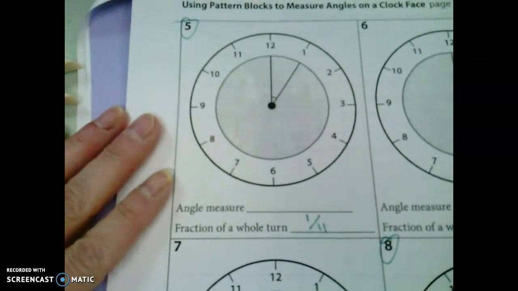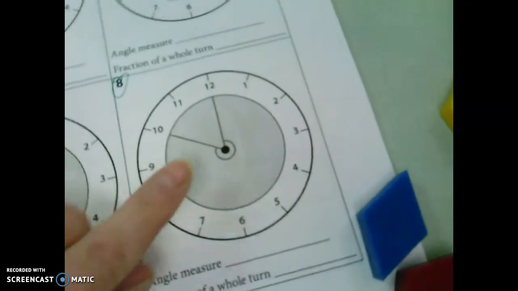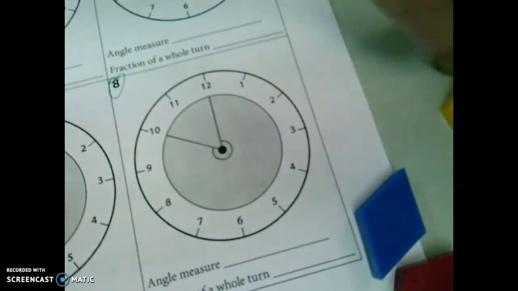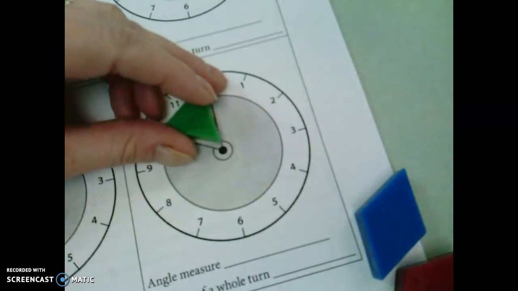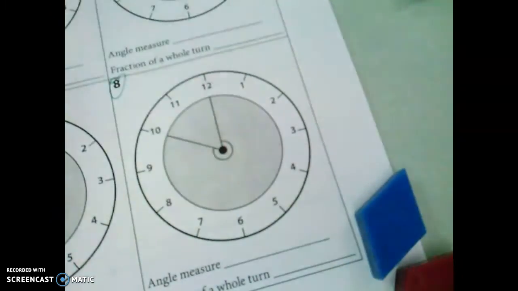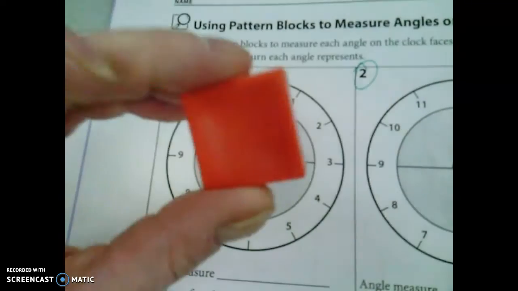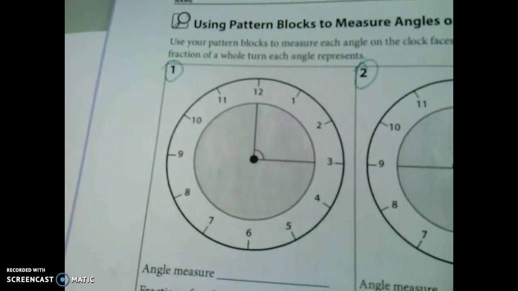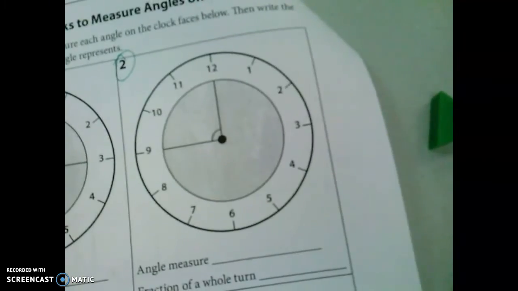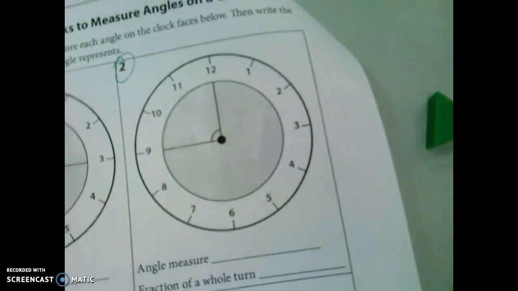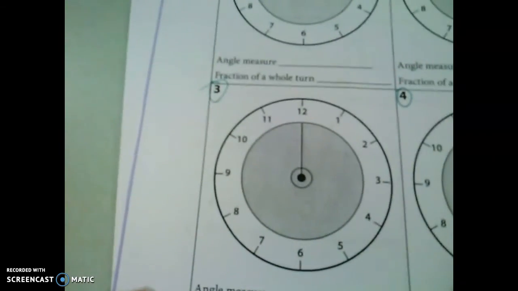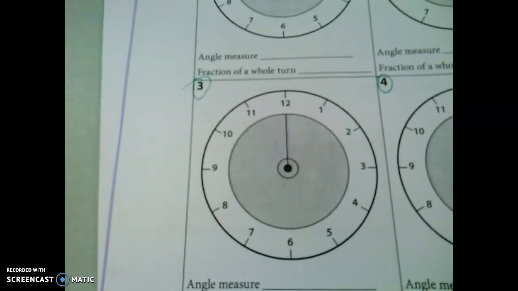All right, you're going to have some other shapes to do. You are going to have number 8, and that's going to be using a triangle. You're also going to be doing number 1, and you're going to be using the square. Number 2, also using the square. And then I just wanted to point something out about 3 and 4.